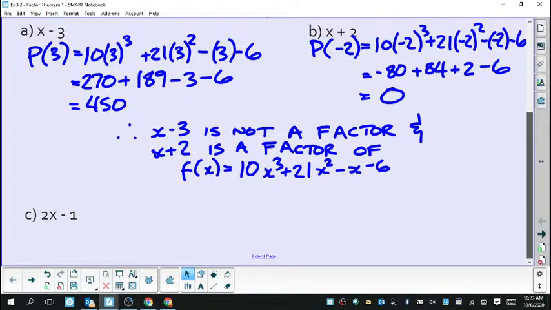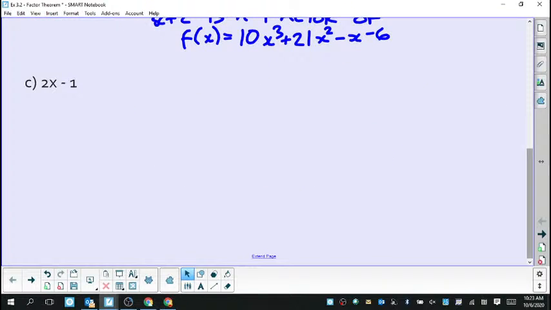All right, well, let's try the next one. 2x minus 1. What is a in this case? 1 over 2. So can you please work out p of 1/2, and I want you to try that on your own. Because it's a fraction, and fractions are fractions. You can quote me on that.